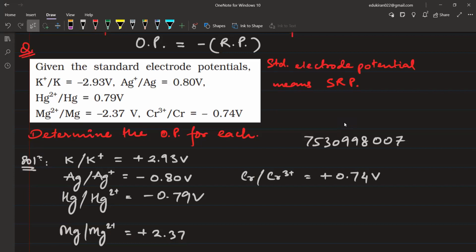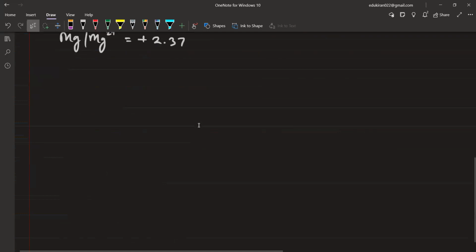Is this clear, guys? Yes or no? Please tell me. Yes, sir. Okay. If you have any doubt, please let me know, or else please write the next topic, that is cell potential or EMF of the cell. Please write cell potential.